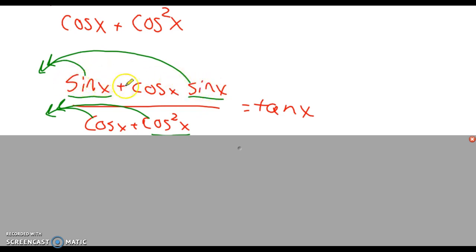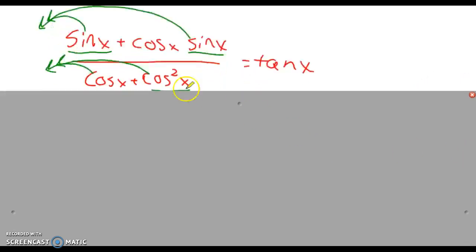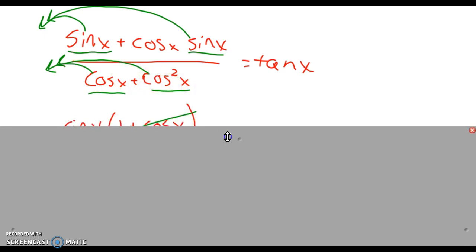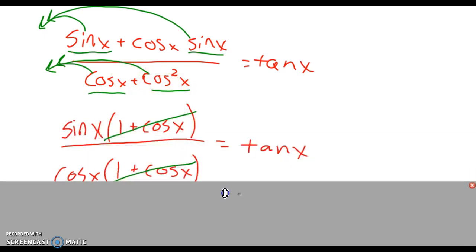So in the numerator, I've got a common factor of a sine x, because I've got a sine x in both of those terms. So I factor out a sine x on top. On the bottom, though, I have a common factor of cosine x. So I factor out a cosine x on the bottom.